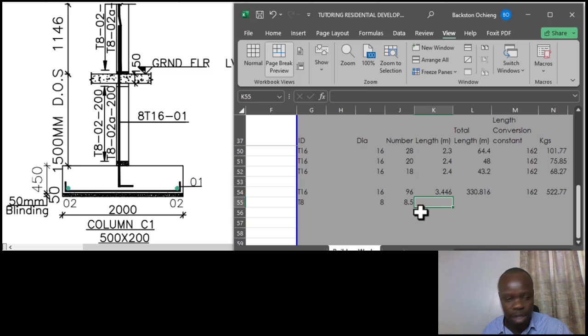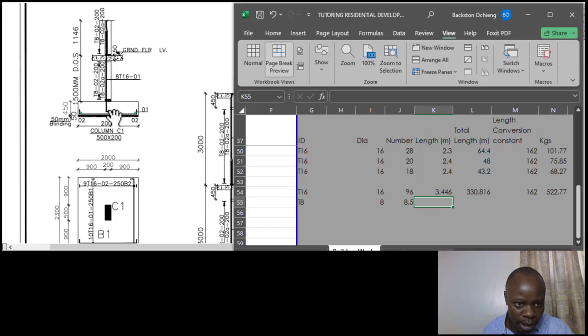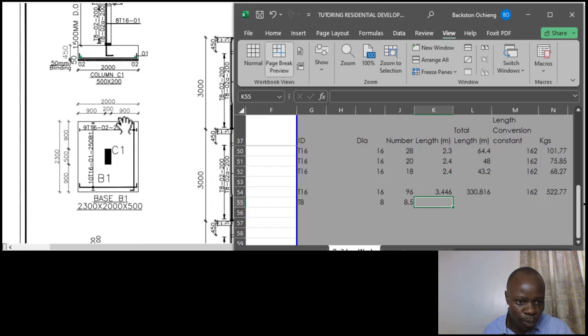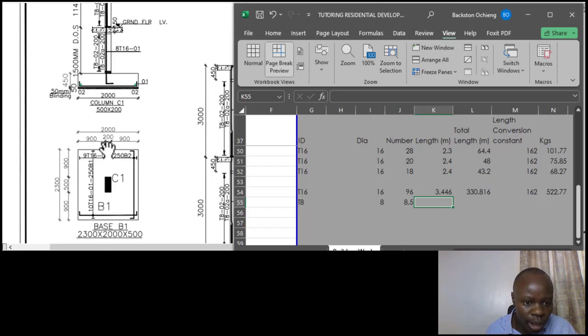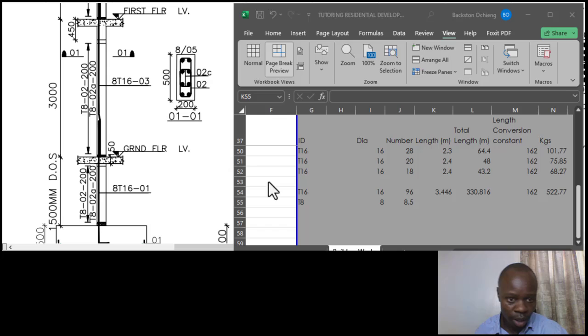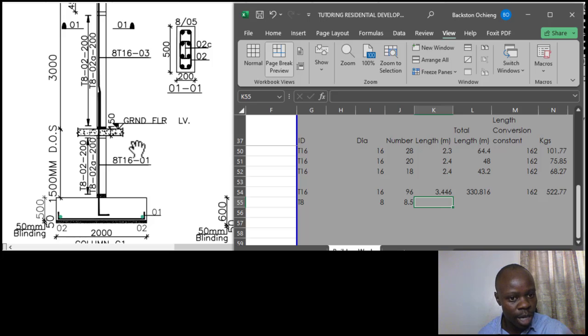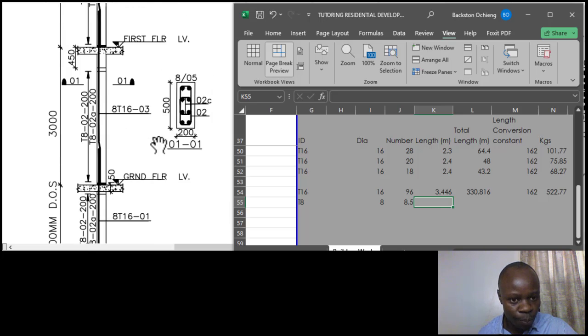So the length of one is what we need to calculate next. So for us to calculate the length of one of the bars, this is what we are supposed to do. So first of all, this is how the column is looking. You check on the details so that you find out how the length of that particular link is going to be calculated. This is the column C1, and the detail is typical from the substructure to the superstructure level. So how do you go about that? We need to calculate that length.